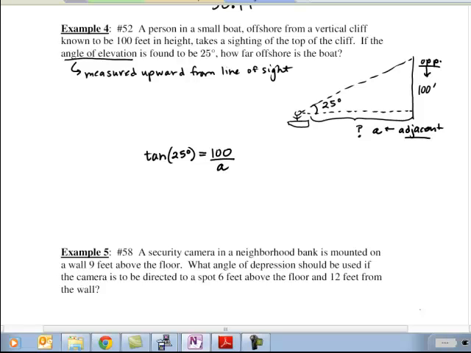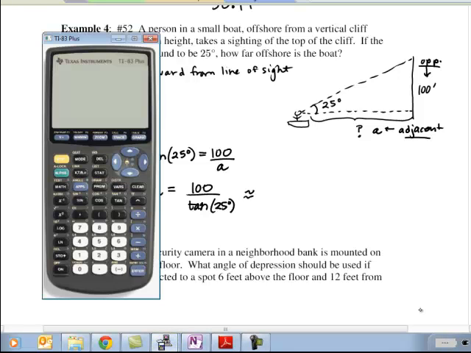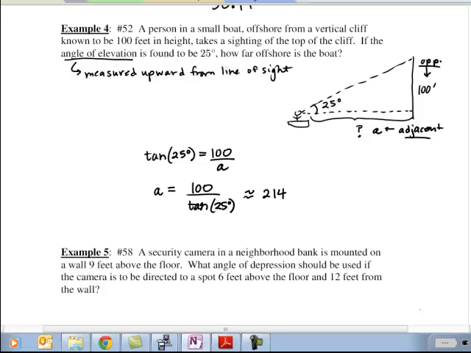Tangent of 25 degrees is something we can get from our calculator, so if I solve this for A, A is 100 divided by tangent of 25 degrees. And approximately, I'm in degree mode now, so I don't need to put degrees on there, 214.45 feet from shore.